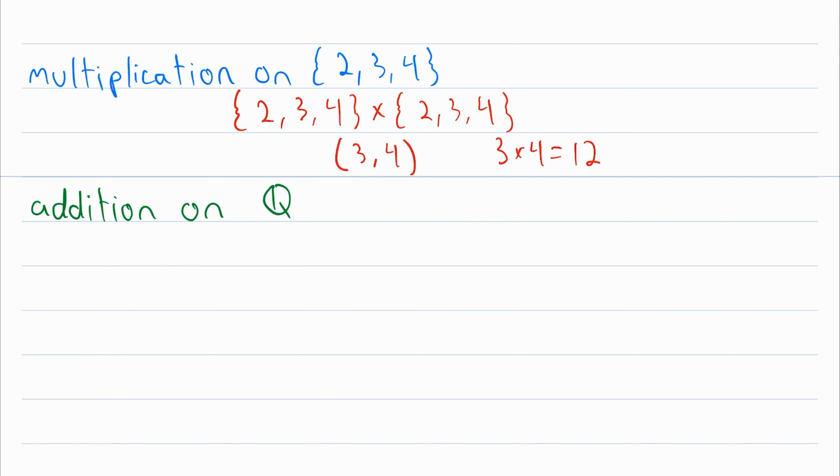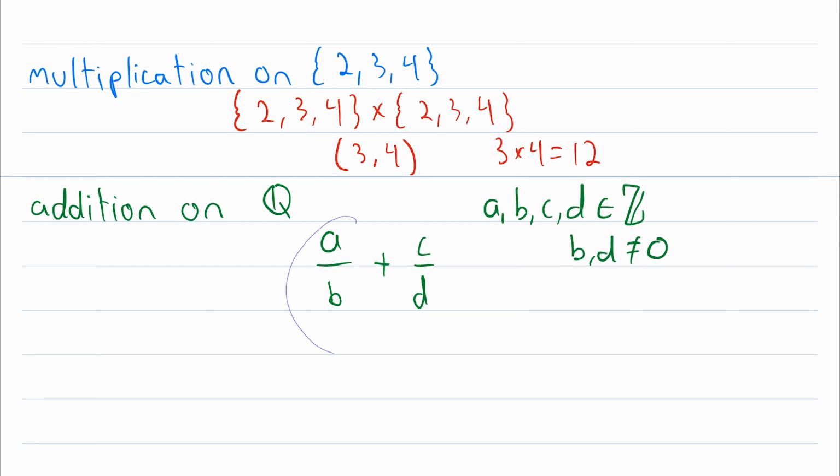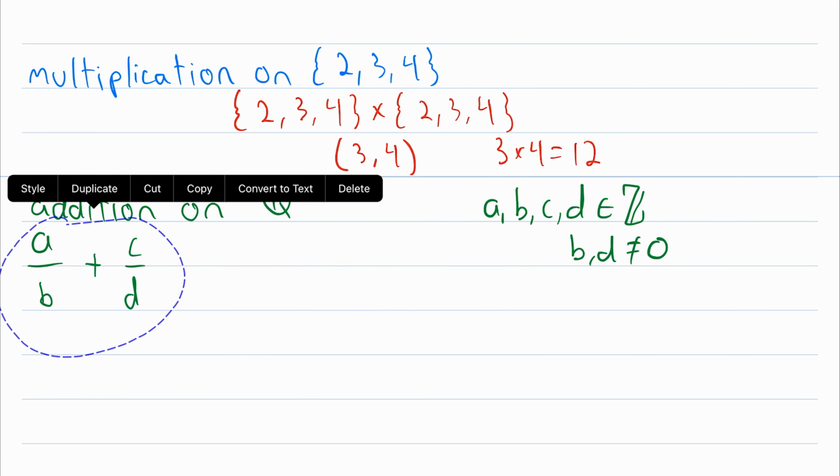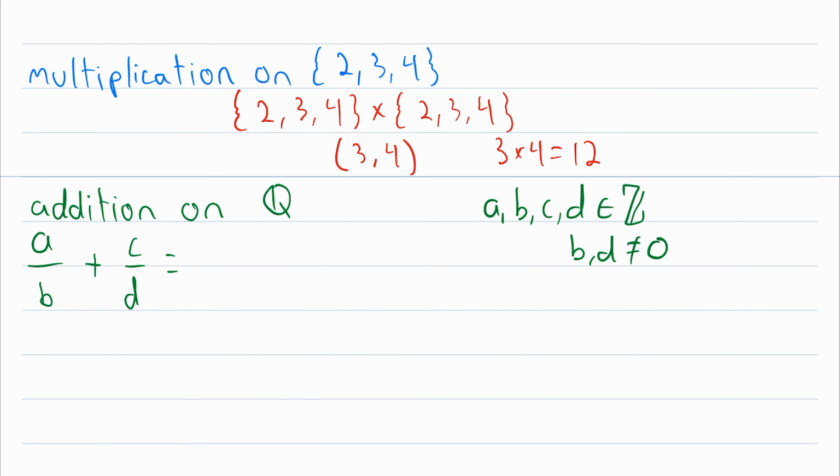Well, let's say we add two rational numbers. So we've got some rational number a over b, and we're adding some other rational number c over d, where a, b, c, and d are all integers, and b and d are not equal to 0. Then, to get common denominators, we could multiply a over b by d over d.